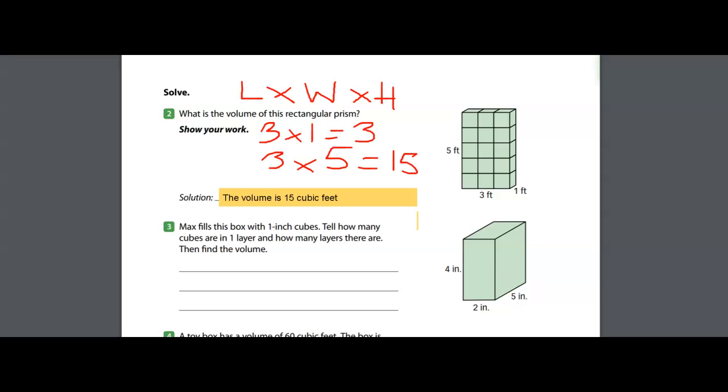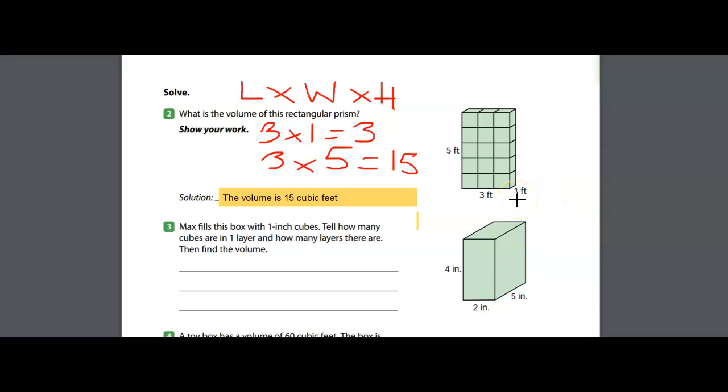So your answer should look as such. The volume is 15 cubic feet. Again, make sure you use the correct unit of measurement. This rectangular prism is being measured in feet. So our answer is in cubic feet.